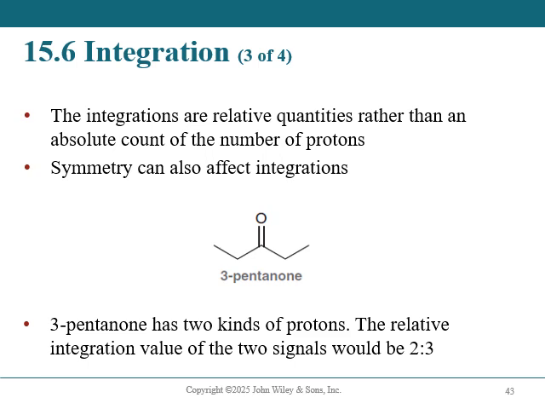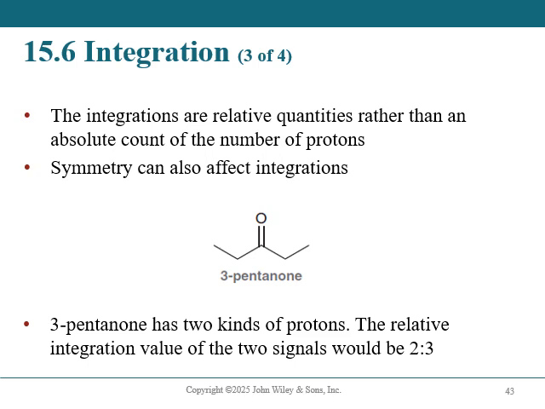It can also mean that you have 4 and 6, right? You can have multiples of this 2 to 3 ratio. So it's important to take this as just one piece of information and then correlate it with everything else you have going on. Symmetry has an effect on integrations. It's actually a good example of that.